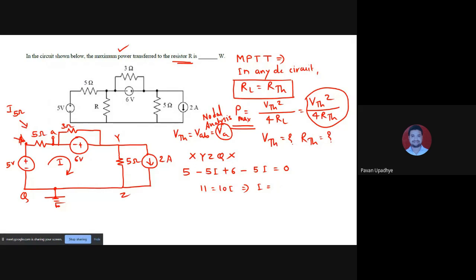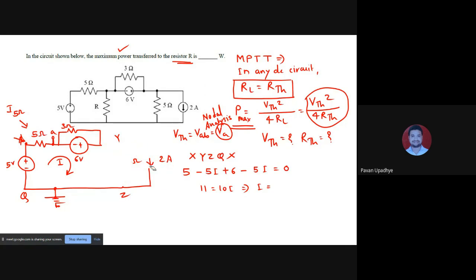Sorry. We cannot do it this way. Because here in this case, this should have got converted. The current source was left aside. I was thinking of this as a dependent current source. Okay, so this should be converted firstly into the voltage source.